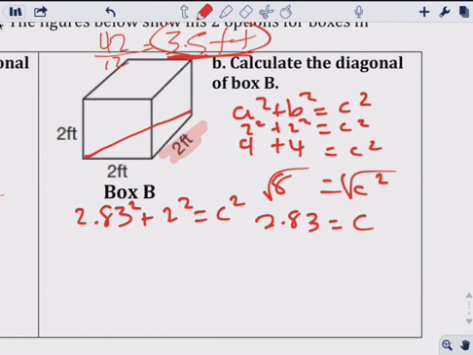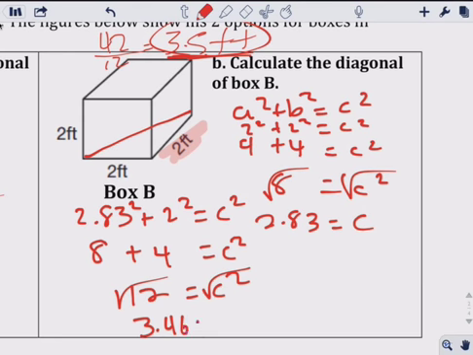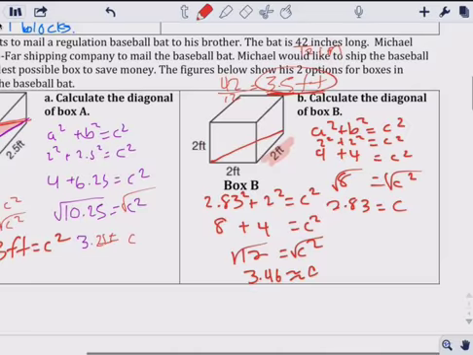Okay, so that gives you 2.83 squared. It's basically 8 plus 4 equals C squared, because you get 8.008, so basically 8. 12 equals C squared, square root of 12. 3.46 is about C. So we know B.